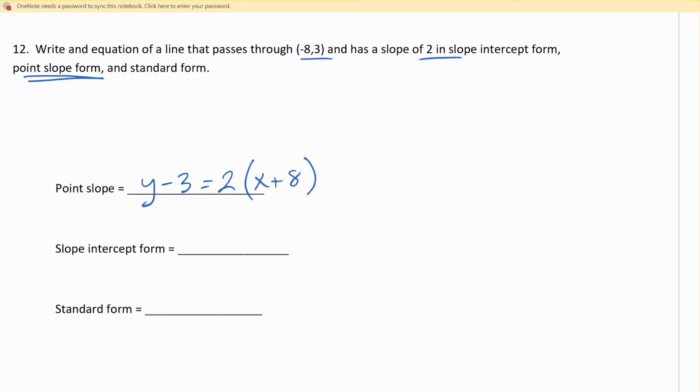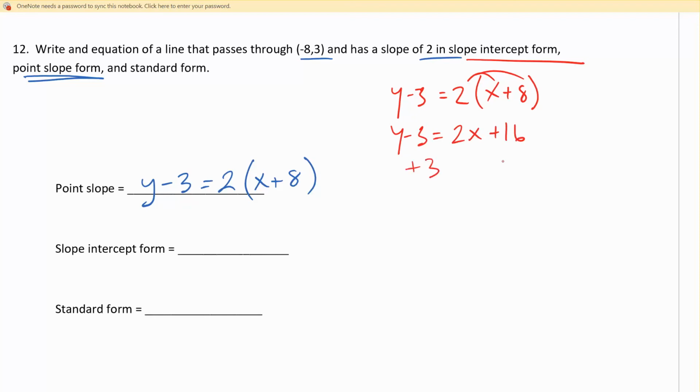And then we want to change that to slope-intercept form. So slope-intercept form would be y minus 3 equals 2 times the quantity x plus 8, and then we'll distribute a 2. Y minus 3 equals 2x plus 16. We'll add 3, and y equals 2x plus 19. So there's slope-intercept form, 2x plus 19.